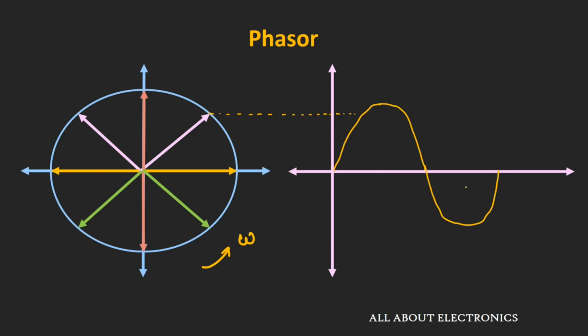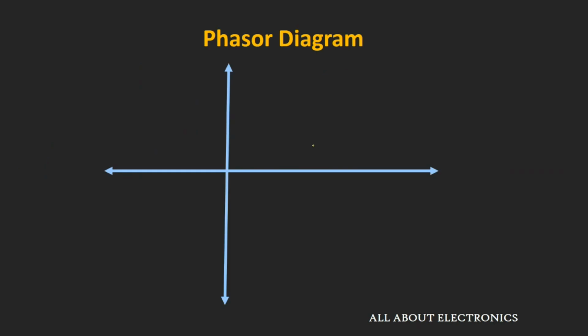So now let us see how we can represent this phasor on a phasor diagram. On this phasor diagram, different AC sinusoidal signals having the same frequency but different amplitude and different phase are represented. While representing these phasors, we only represent them by their amplitude and the initial phase. So let us say we have two sinusoidal signals.